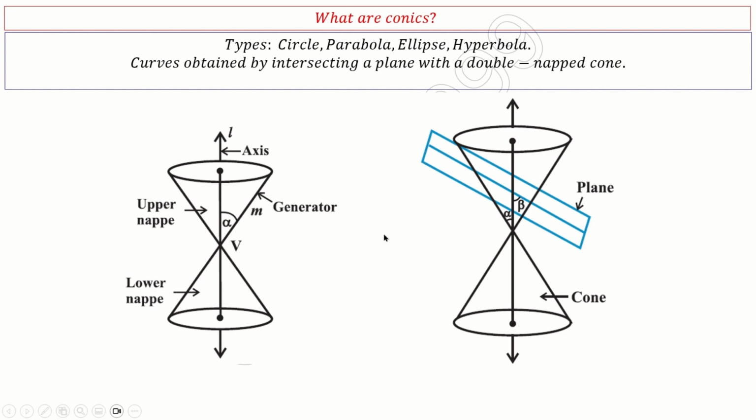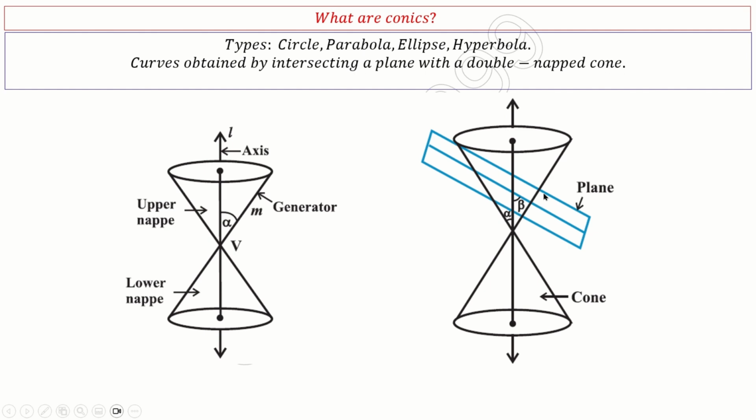Now, how are these conics obtained? You take a plane. The three blue lines here represent a plane. The plane cuts the double napped cone in a certain direction, making an angle of beta with the axis. Alpha is the angle the axis and generator make. Beta is the angle the plane makes with the axis.